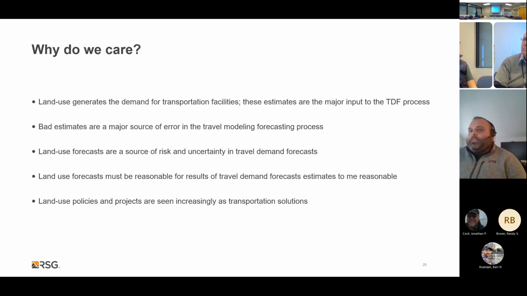So why do we care about this? Land use generates the demand for transportation facilities, and these estimates are a major input into the travel demand forecasting process.